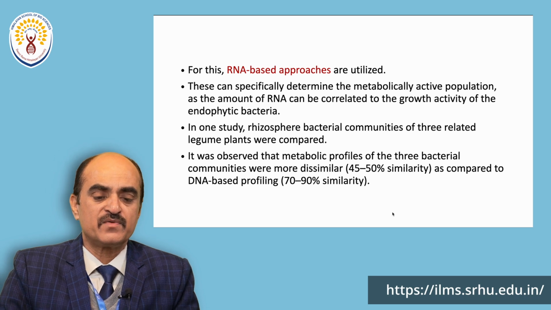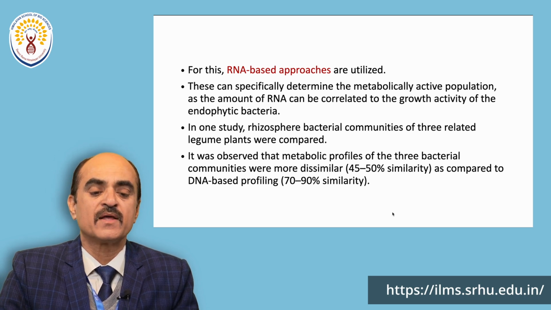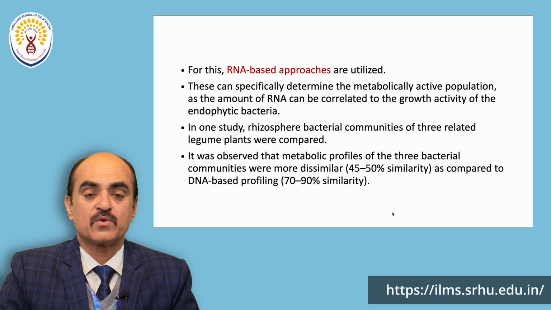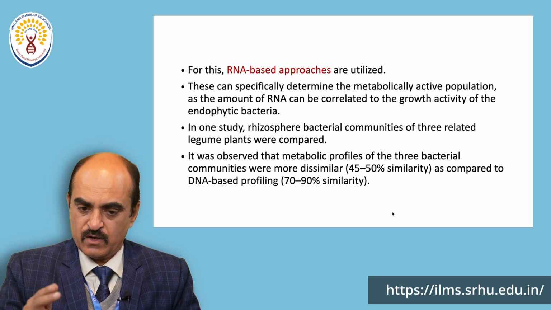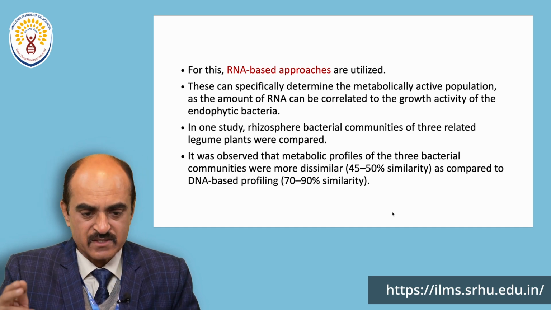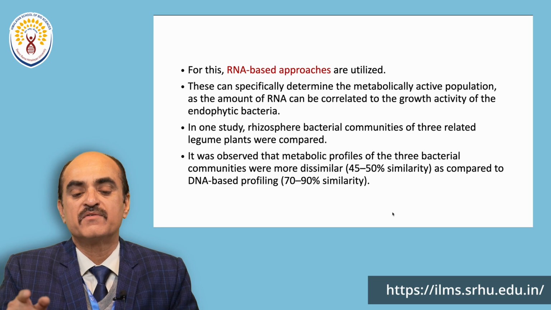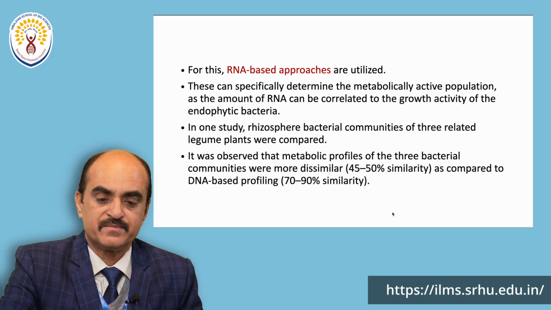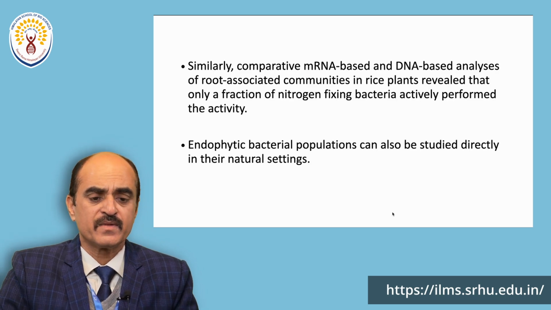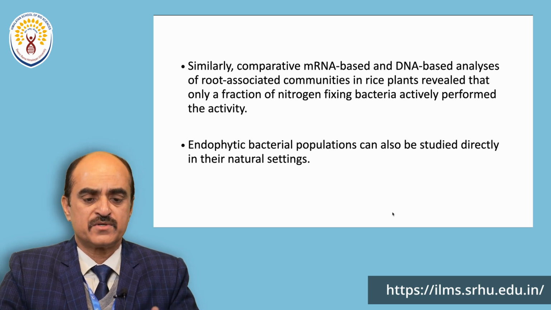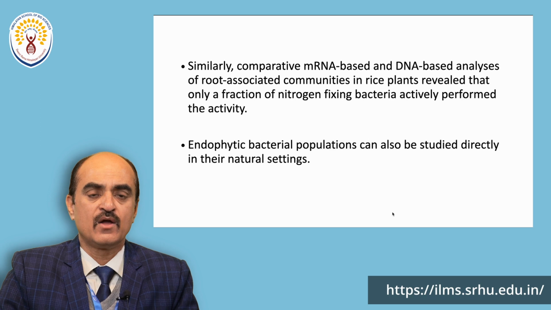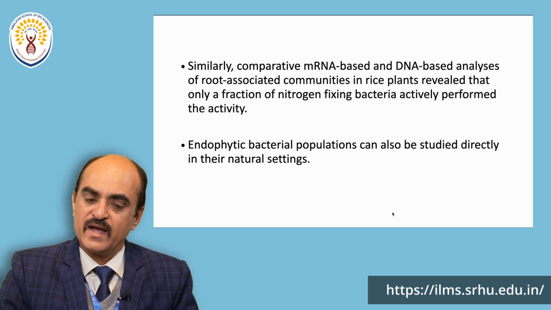In one study, rhizosphere bacterial communities of 3 related legume plants were compared. It was observed that metabolic profiles of the 3 bacterial communities were more dissimilar. They showed 45 to 50% similarity as compared to DNA based profiling, which showed 70 to 90% similarity. Similarly, comparative messenger RNA based and DNA based analysis of root associated communities in rice plants revealed that only a fraction of nitrogen fixing bacteria actively performed the activity.